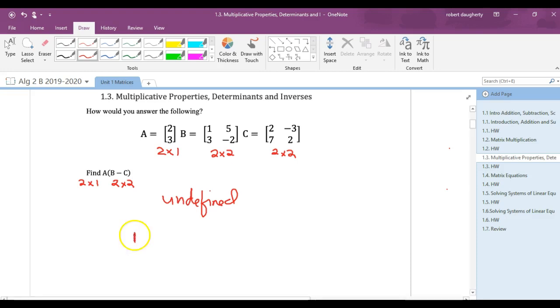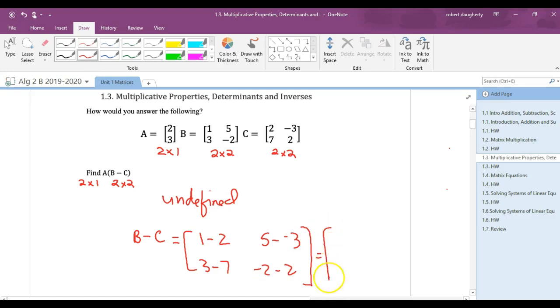Well, B minus C is going to be 1 minus 2, 5 minus negative 3, 3 minus 7, negative 2 minus 2. So I'm saying you could go through all of this work. That's B minus C. But I didn't need to, because if I try to multiply by A, that's not going to work. So look at the dimensions up front to see if they will save you some work.